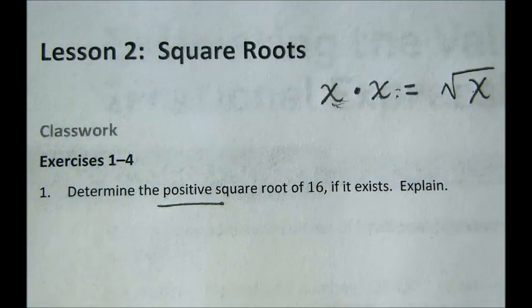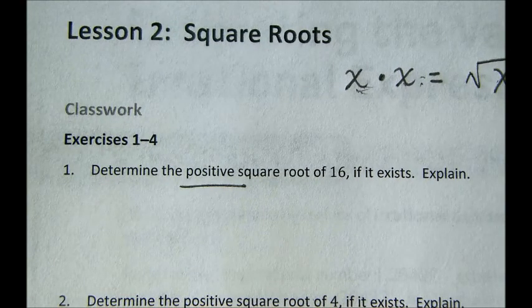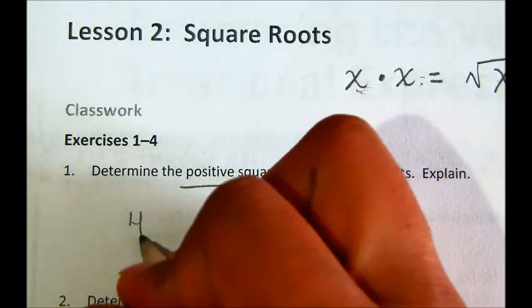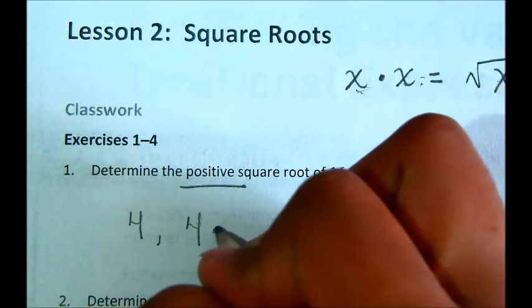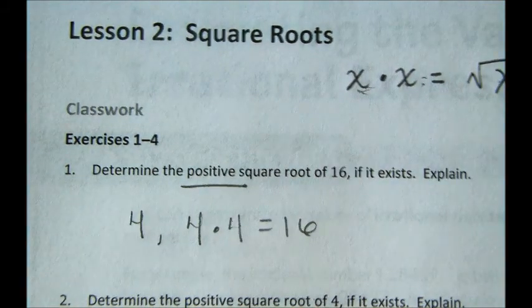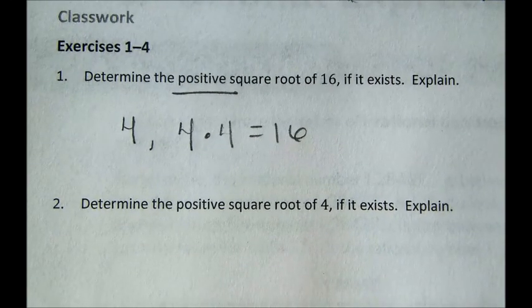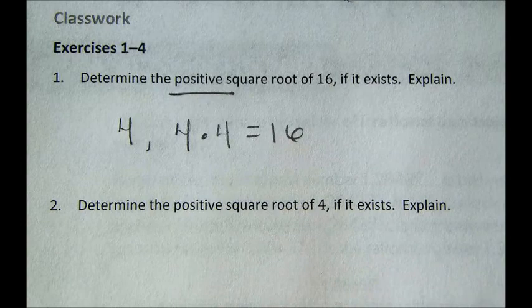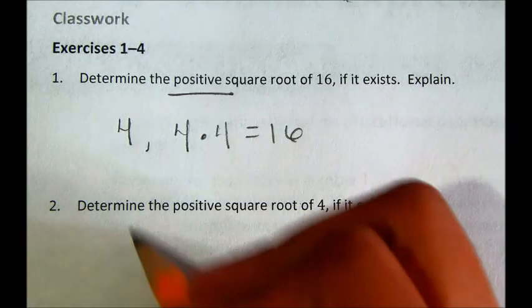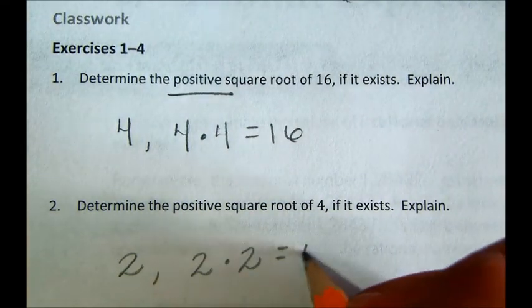All right, determine the positive square root of 16. Explain your answer. The positive square root of 16 is 4 because 4 times 4 gives me 16. Pretty simple. Let's go to number 2. Determine the positive square root of 4 if it exists. Explain your answer. The positive square root of 4 is going to be 2 because 2 times 2 gives me 4.